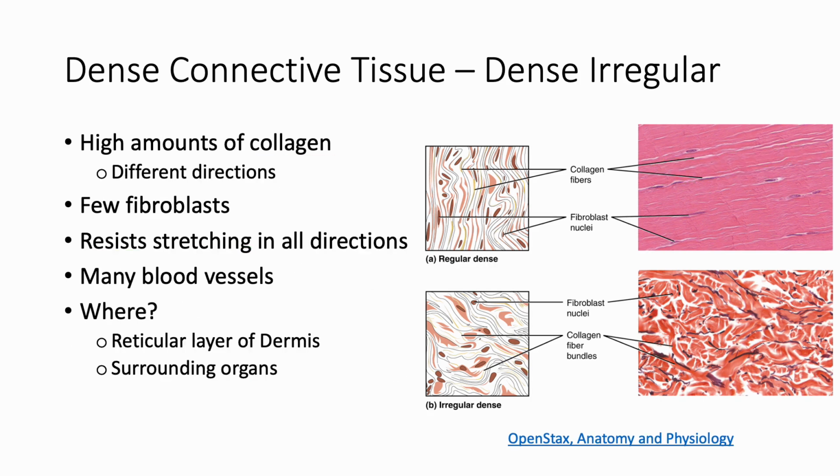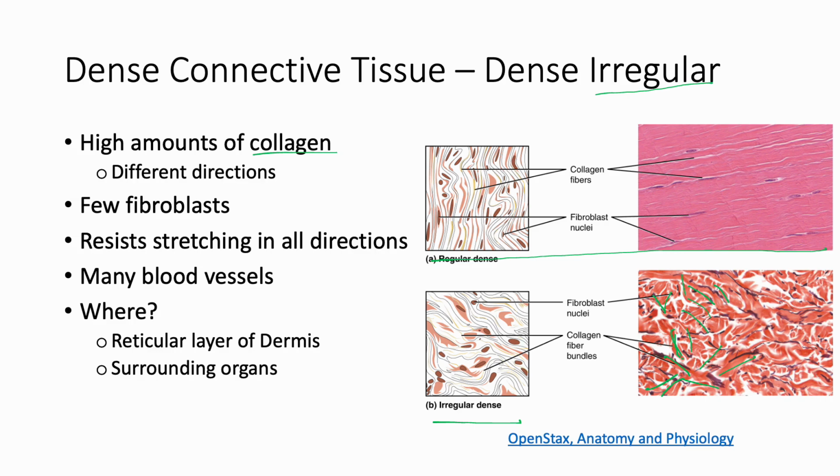Okay, now as we look at another type, the dense irregular, I've left this top one up here as our comparison. That's our dense regular with our parallel collagen fibers. In our dense irregular, we still are going to have a lot of these collagen fibers, but we don't have them parallel. They're actually going in different directions. What we see stained red are the collagen fibers. So we have lots of these collagen fiber bundles, but they're not going one particular direction. We see them in many directions.